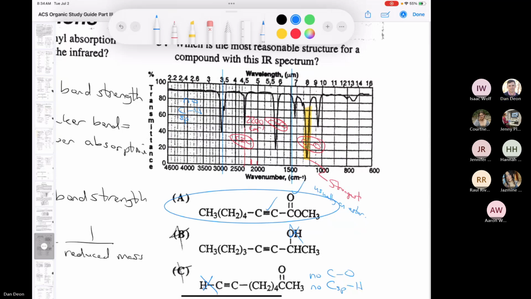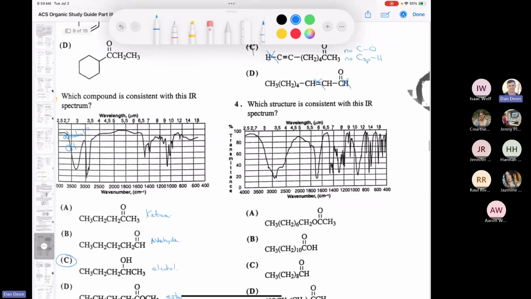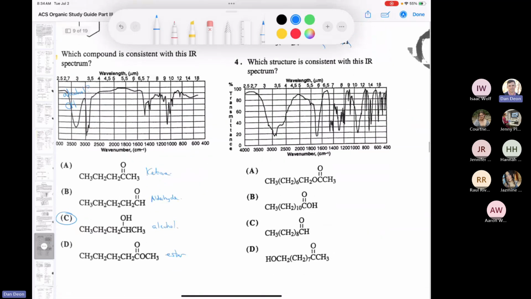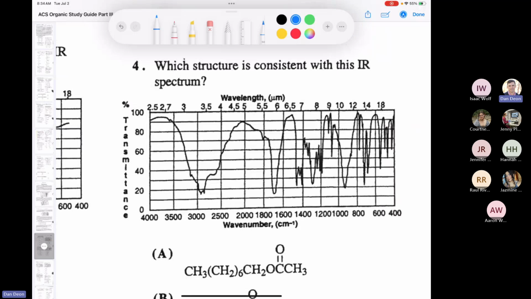Awesome. There we go. Let's try number 4. Number 4, which structure is consistent with this infrared spectrum? So if I just zoom in on the spectrum, does anybody recognize any functional groups in here? And again, go with your gut. There are no questions designed to fool you or tease you. Anybody got a hunch about a functional group in this one?